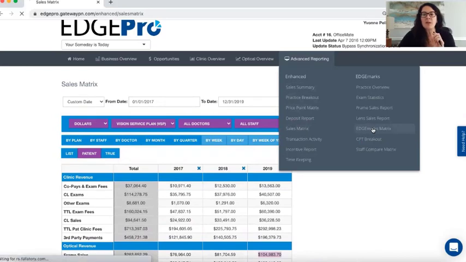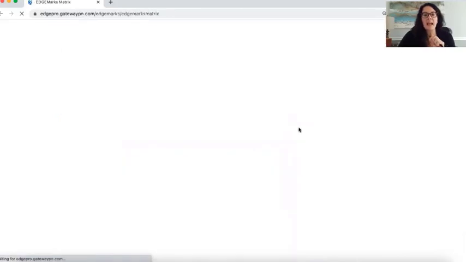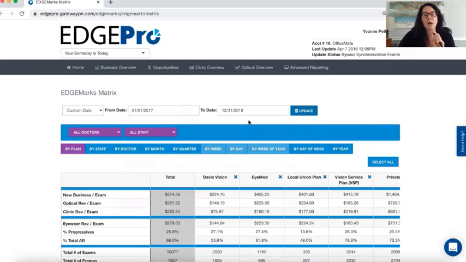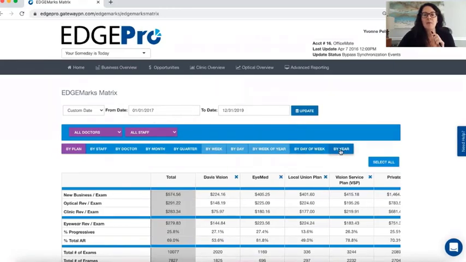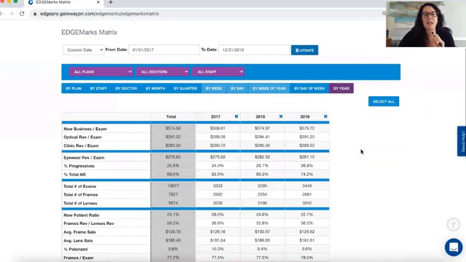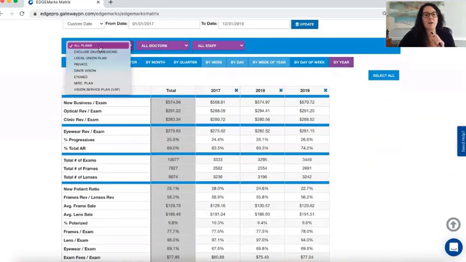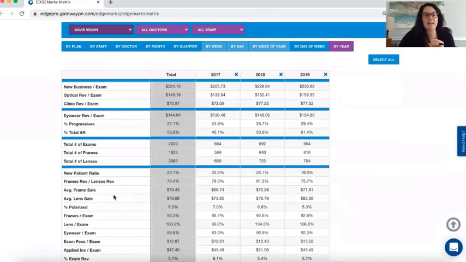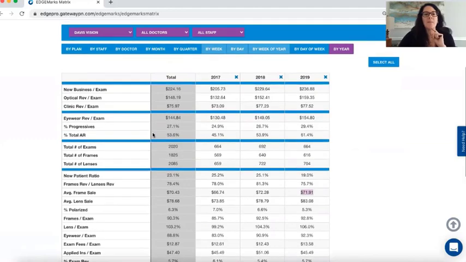And then Edge Marks Matrix, we're going to dive into that, and we're going to take a look at those averages. So again, I've got my 3-year time period up here. I'm just going to filter this by year. And now let's isolate Davis Vision and take a look at these average frame sales. So here in 2017, we were at $66. We jumped up to $72 in 2018. But then look, in 2019, we dropped back down again.